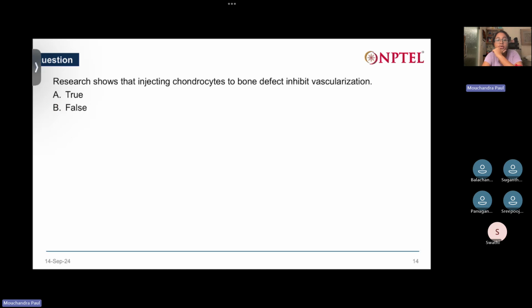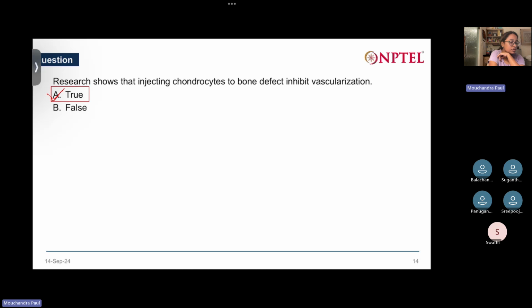Okay, this is the next question. Research shows that injecting chondrocytes into a bone defect inhibits vascularization. Is it true or false? Actually, it's true.